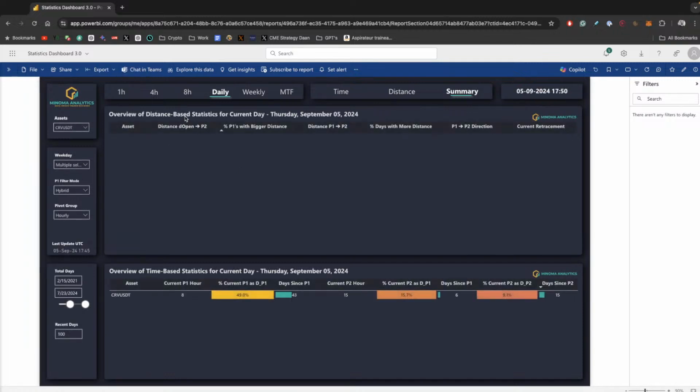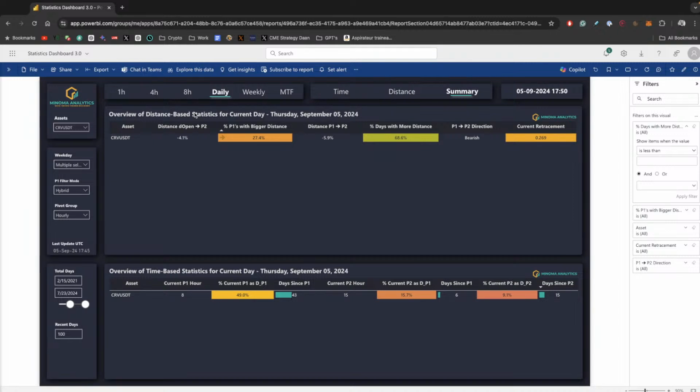Daily. Yeah, not too convincing. CRV, I wouldn't know if it would have to go lower. To be honest, would not know.